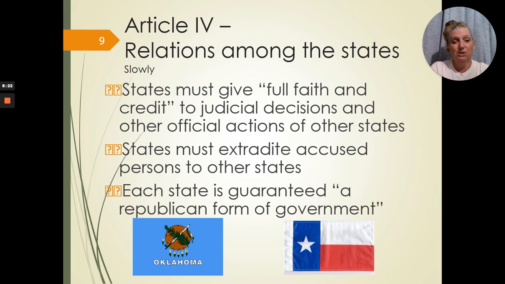But then each state is also guaranteed a Republican form of government. This is a promise from the national government, that the national government promises the states have a Republican form of government, which means they elect representatives.